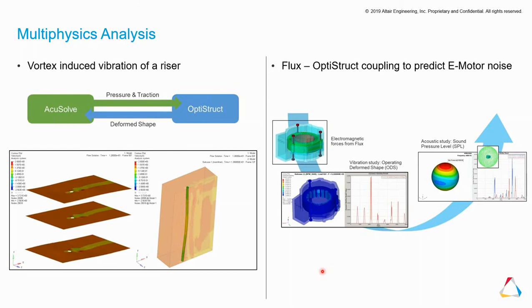Now on the right-hand side, it's a coupling between Flux and OptiStruct. This is to predict electric motor noise. So Flux is a low-frequency electromagnetic solver from which we can calculate the electromagnetic forces. We then use those electromagnetic forces and run a vibration study inside of OptiStruct. And then we can take it one step further, where we can do an acoustic simulation and then study the sound pressure levels or the far field noise levels.